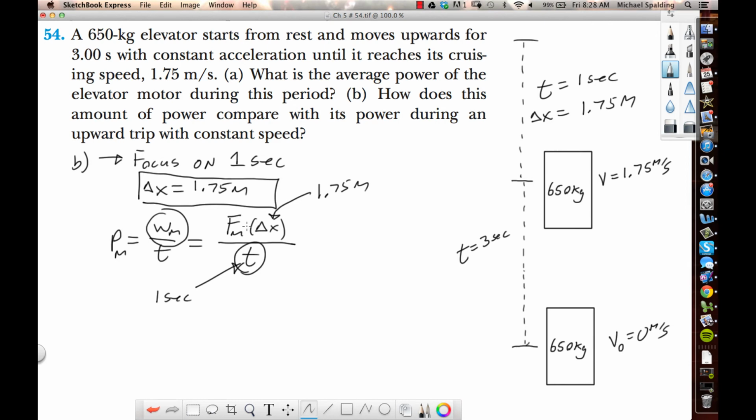Hey, is the force of the motor going to be the same as it was before? Because look, we have mg down and we have force of the motor up. What's different now? They equal each other. How do I know that these forces are going to equal each other? Because what was happening down here? It was accelerating. Now what's happening up here? Constant velocity.